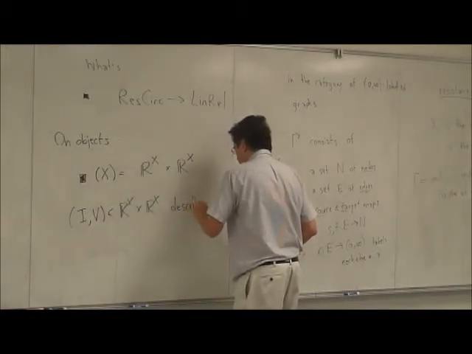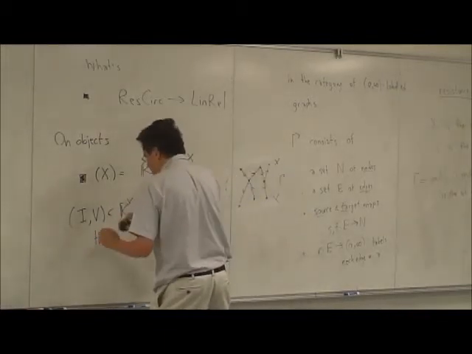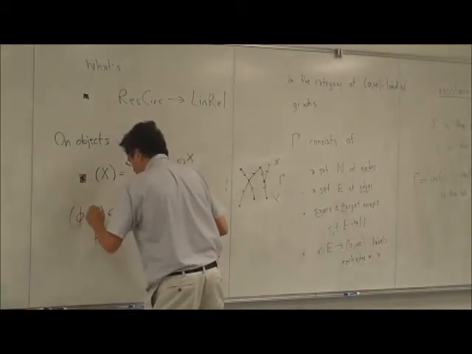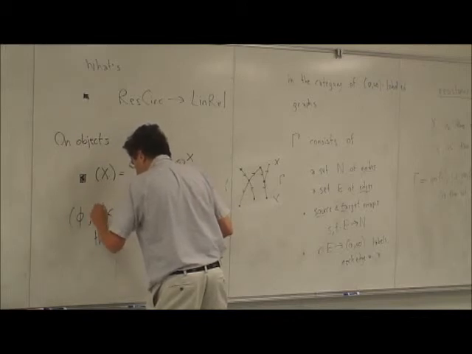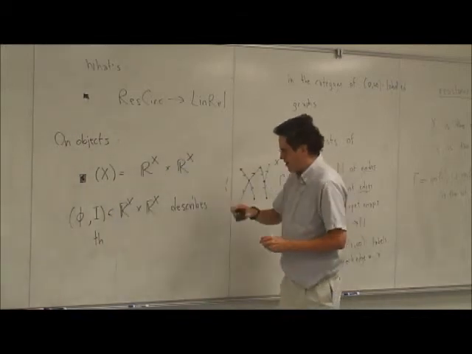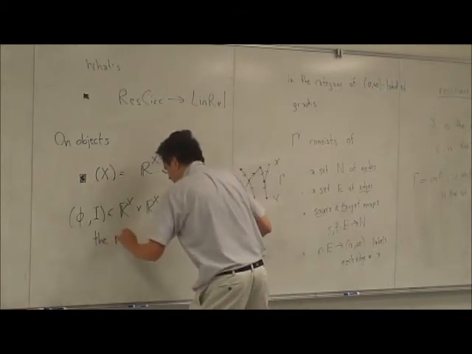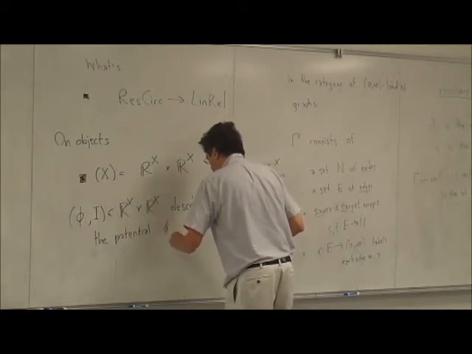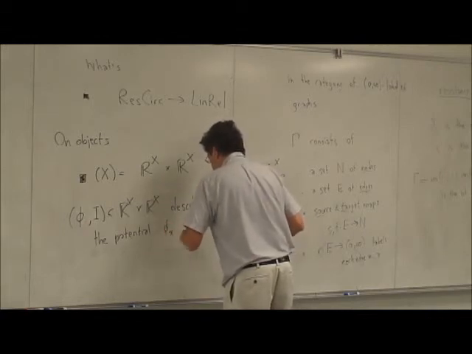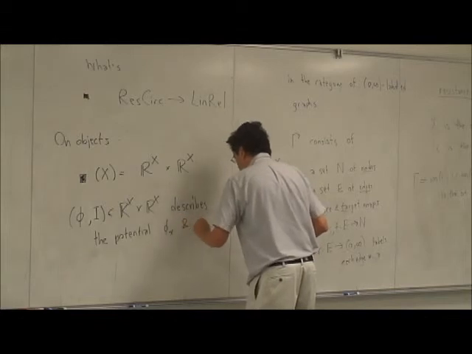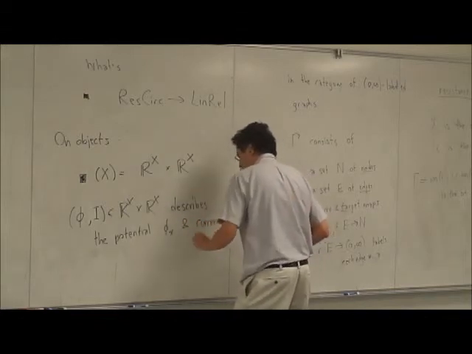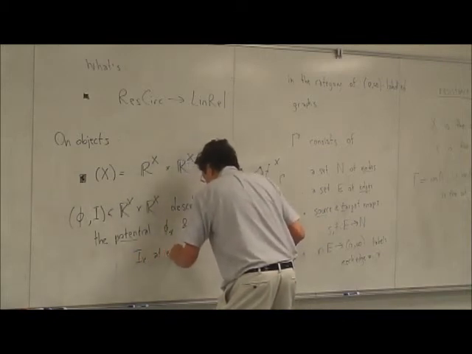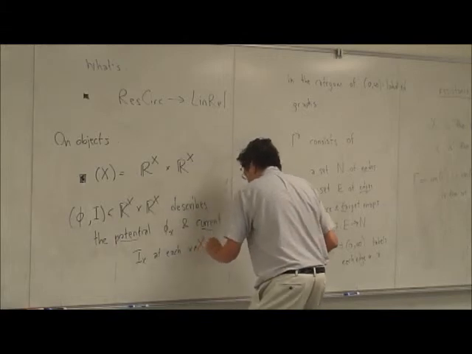So a pair (I, V) in R to the X times R to the X describes, whoops, I want to do potential first, and I want to call it phi. So this pair here will describe the potential phi sub x and current I sub x at each point x.